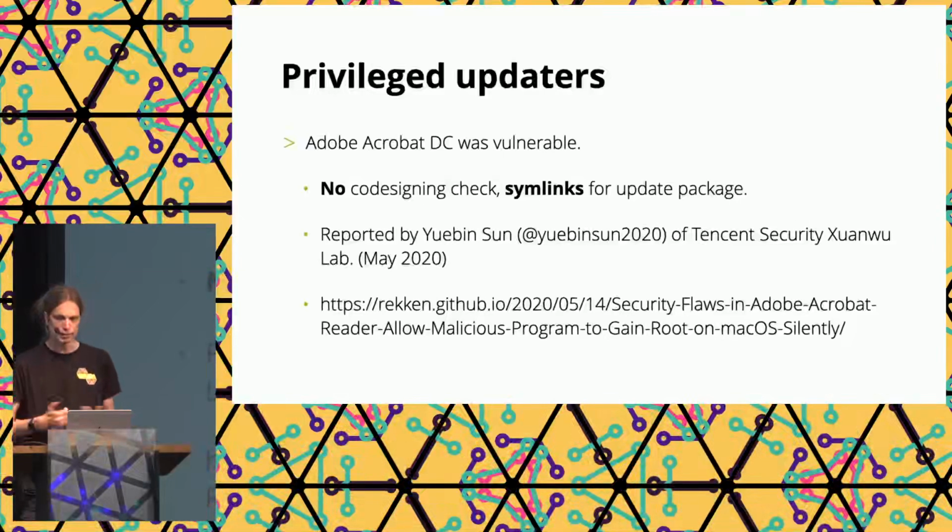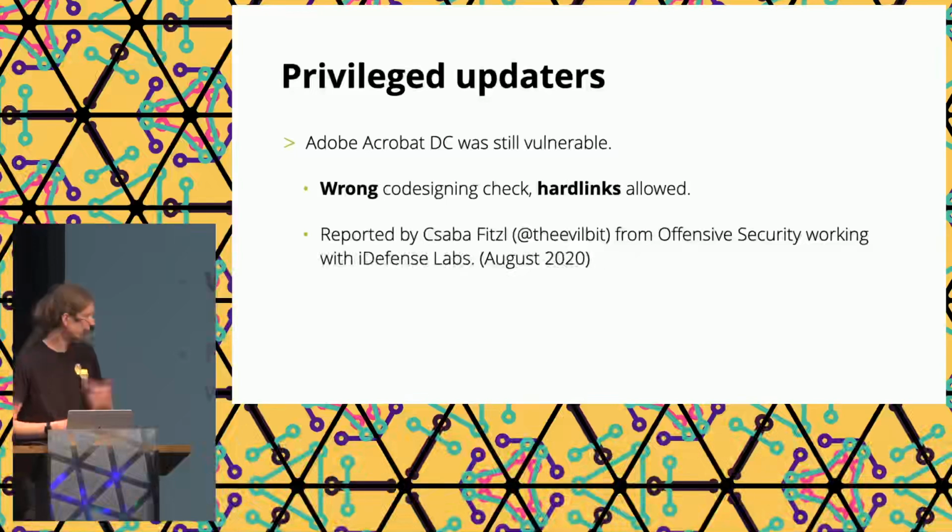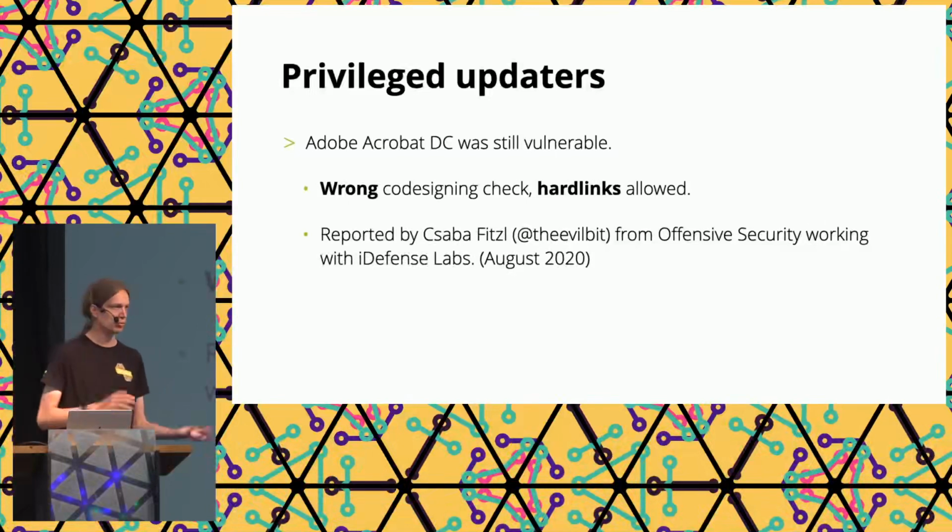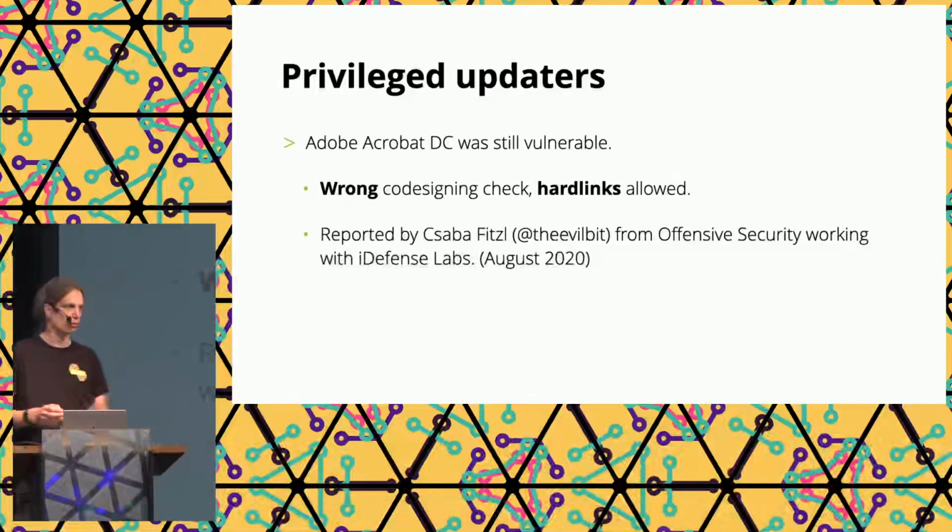But then they made some changes, and they didn't really do everything correctly. At around the same time, Csaba Fitzl and I looked at it, but he was just a little bit faster with reporting it to Adobe. The code signing check that they implemented was wrong. They used the code signing binary in a way that was easy to manipulate. And it was also possible to create a hard link to the update package, because they moved it to a different location. Instead of copying it, the hard links were maintained, so you could keep modifying the update package after they had checked it.